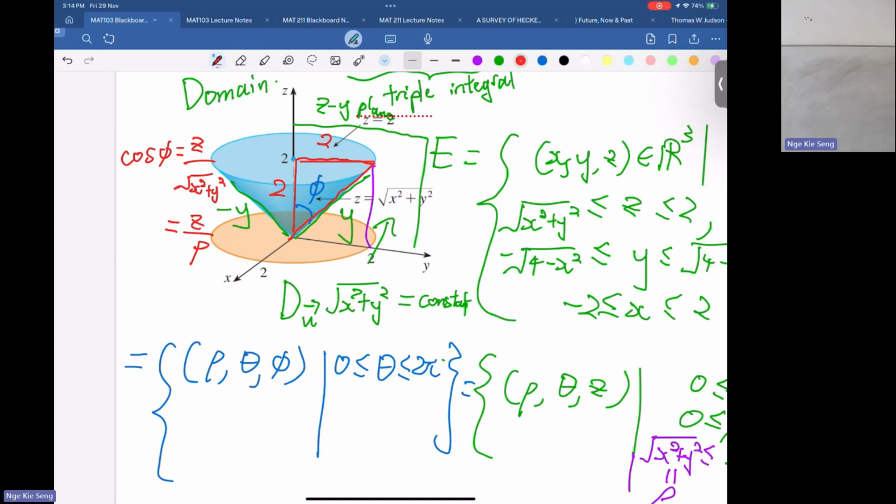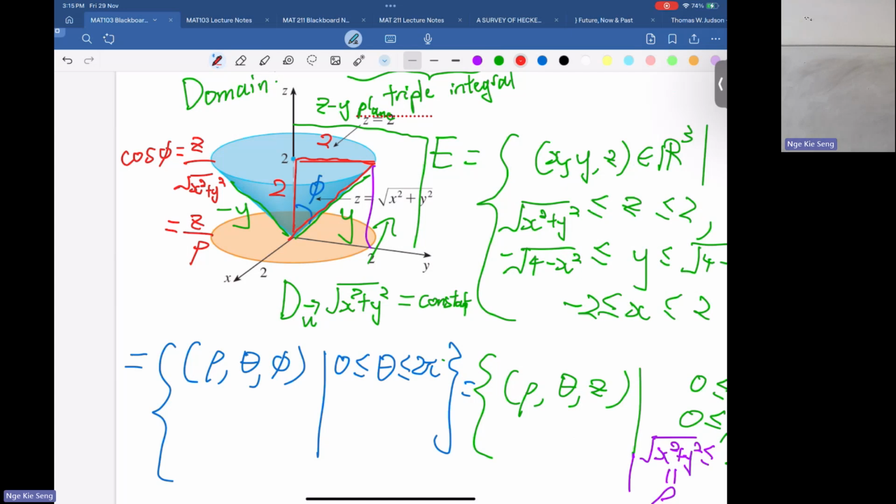Okay, so in that case means what? This circle is a radius. Radius 2. Okay, because if I reduce the height, this radius will reduce also. Okay, it's dependent on your height. Okay, it's not dependent on your domain. Okay, so this is 2.